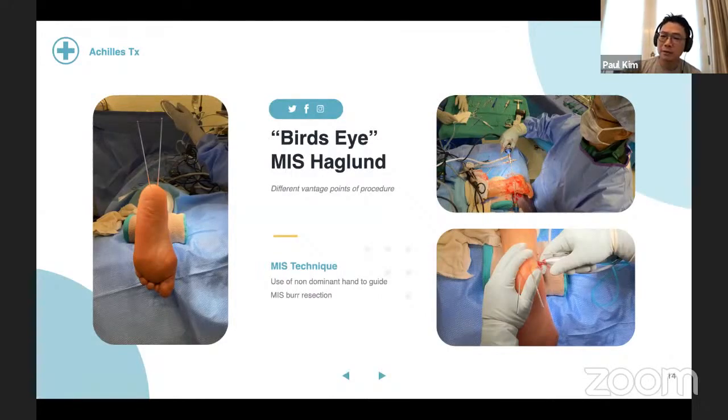And also, I think a key point is people say, well, what is the MIS burr? Why is that important? The MIS burr is important because it is a low speed, high torque system. And when I use my MIS burr setting, everyone will find what works for them, but I put mine at 6,000 RPM.